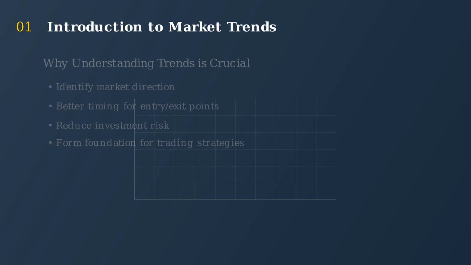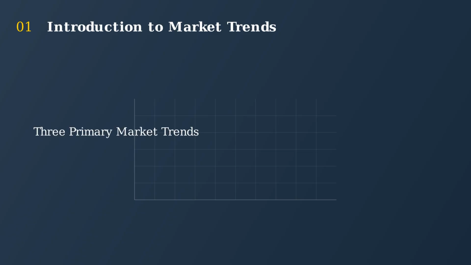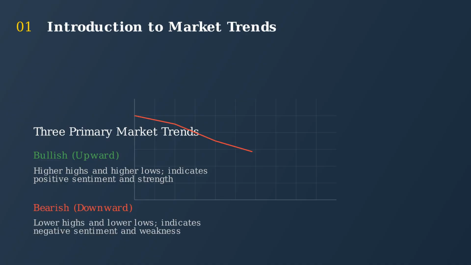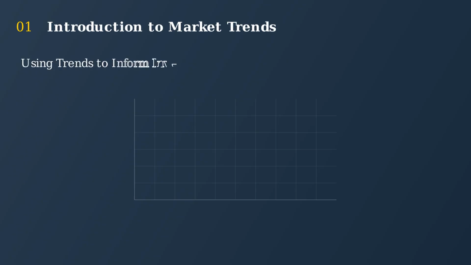strategies. There are three primary types of market trends that every investor should understand. Bullish or upward trends show higher highs and higher lows, indicating positive market sentiment and strength. Bearish or downward trends exhibit lower highs and lower lows, suggesting negative sentiment and market weakness. Sideways or consolidation trends occur when prices fluctuate within a range, indicating an equilibrium between buyers and sellers.